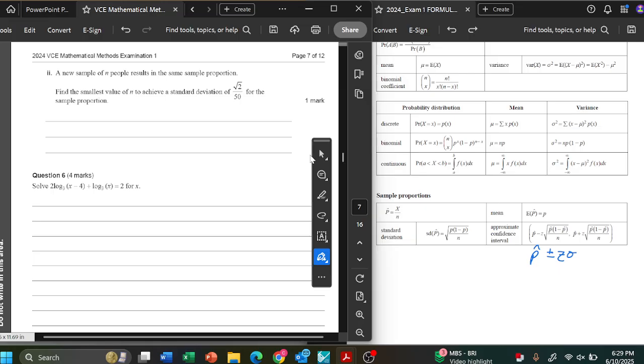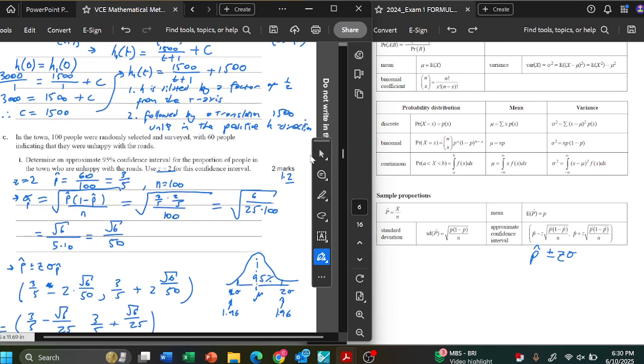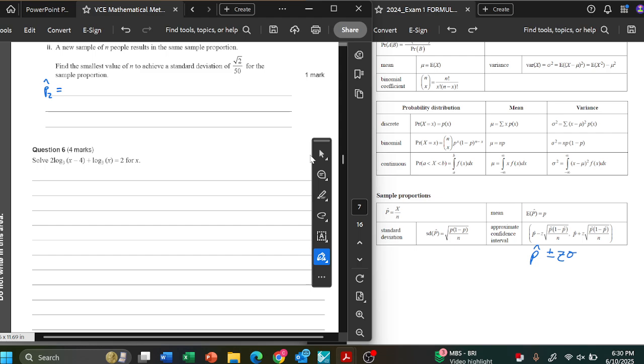Okay, so next question. We're after a new context. A new sample of n people results in the exact same sample proportion. So what does that mean? Well, we're told now that the exact same sample proportion has arisen. So let's call this sample proportion 2. Sample proportion 1 was 3 over 5, so sample proportion 2 is also 3 over 5. Makes things easy for us.